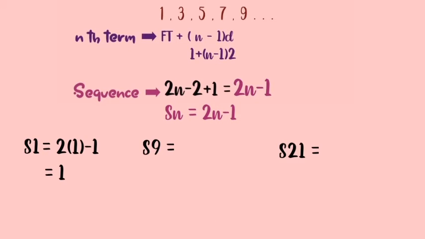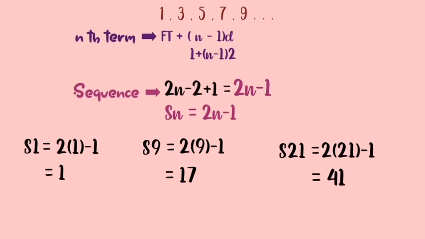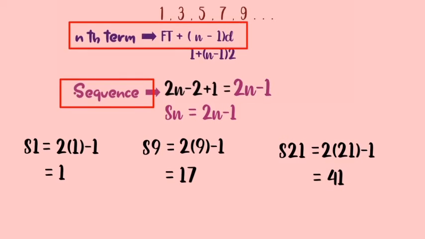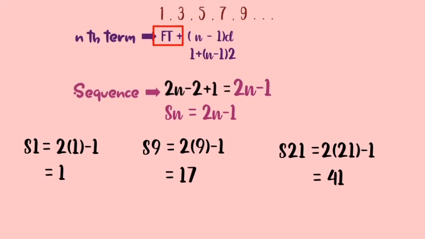The 9th term will be 2 times 9 minus 1, which is equal to 17. And the 21st term will be 2 times 21 minus 1, which is equal to 41. 41 is the 21st term of the sequence. So, to define the sequence, we just use the nth term formula and substitute the values of the first term and the common difference. We will look at a couple of sequence examples in the next part of the session.